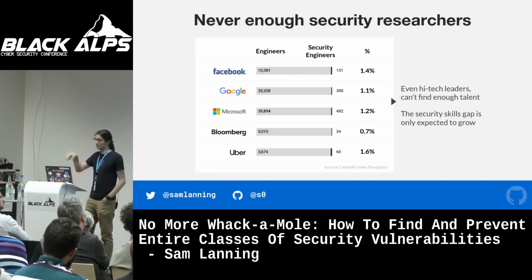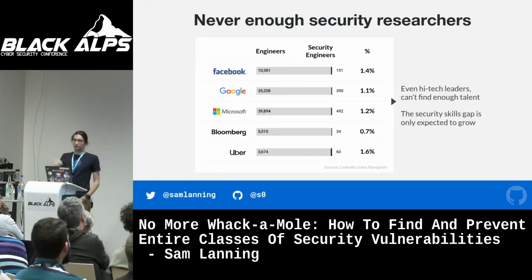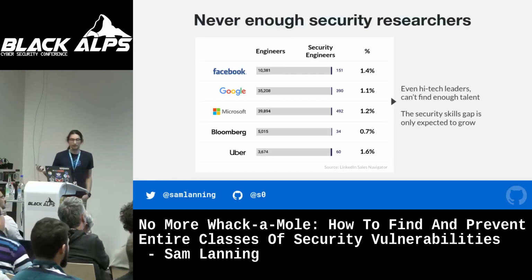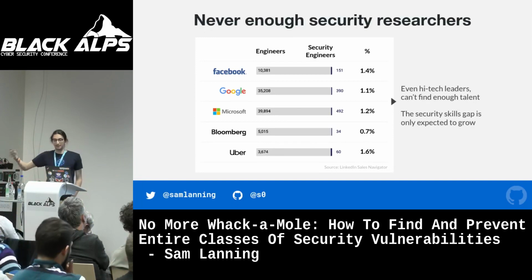And on top of that, even in the most high-tech companies, the number of full-time developers far outweighs the number of people working on the security teams. So how can we expect these security teams to actually keep up with all of the code being written by their developers?